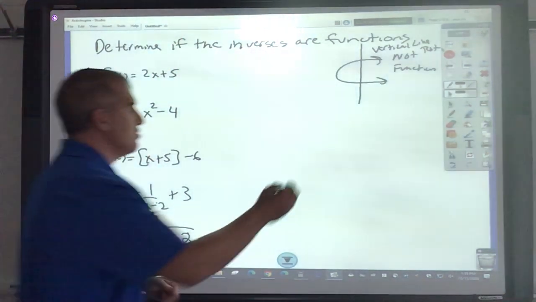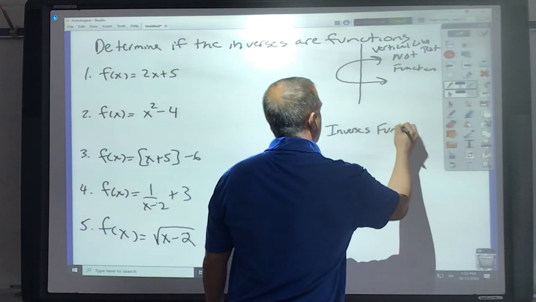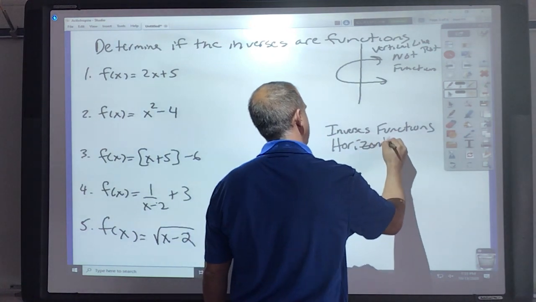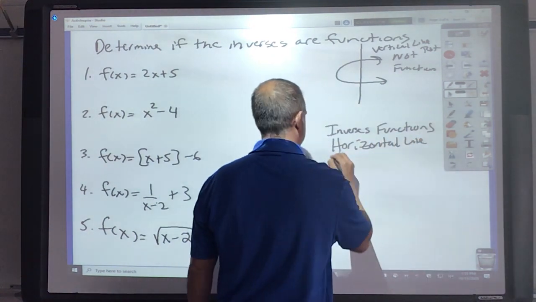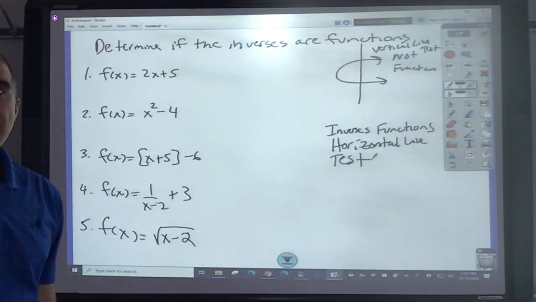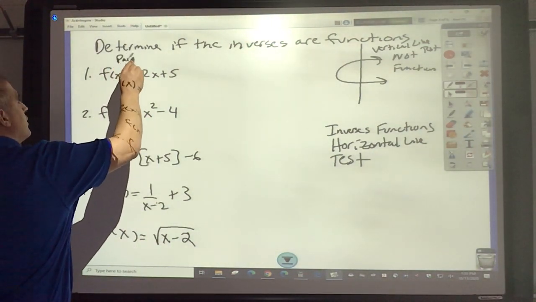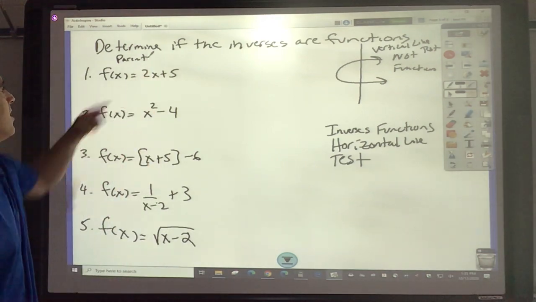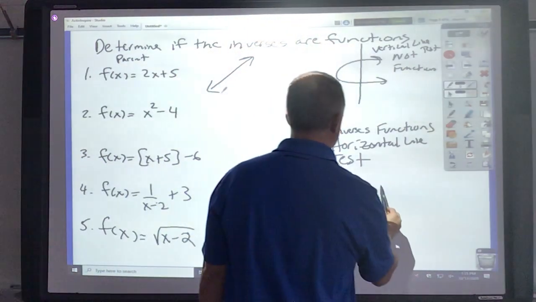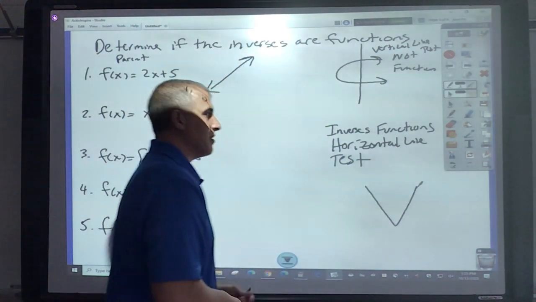Now, here's how you figure out if the inverses are functions. The way you test this is you do the horizontal line test. Now, someone's going to say, Mr. Evans, how do we know what these graphs are? All you have to do is look at what the parent function is. So for this one it is a line.